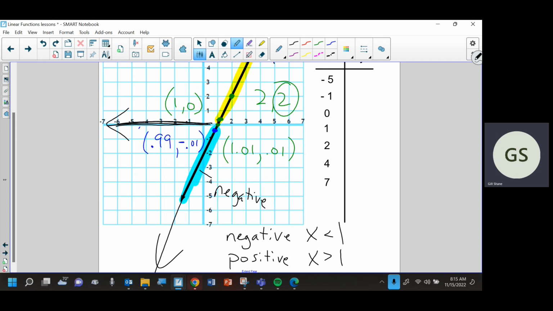Every X value going this way matches up with where the graph is positive, where it's in the yellow. So again, this X value here is 2. This X value here is 1.01. So all of those X values are where the graph is positive. So if you can at least circle and say, well, this is the positive section, this is the negative section, that'll get you a little bit.